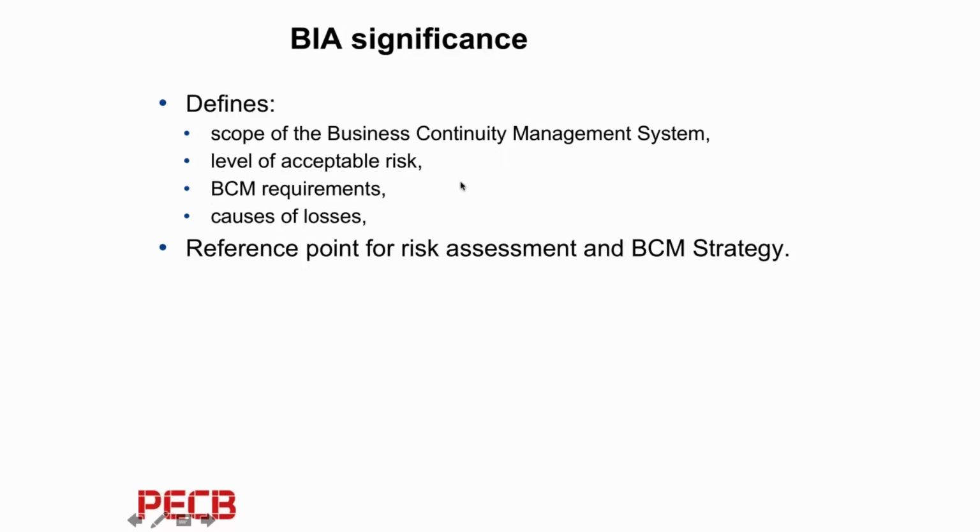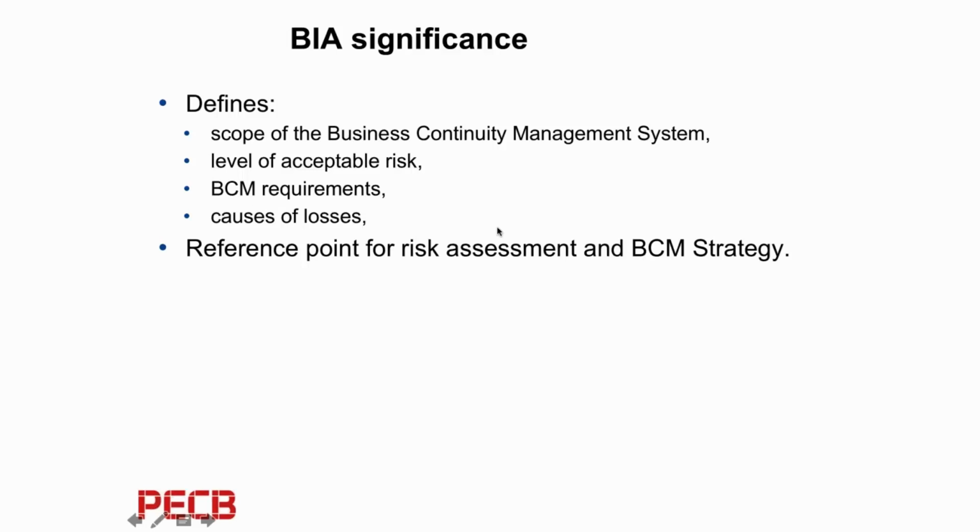BIA also defines, of course, business continuity management requirements. So if your customer asks you what level of protection you offer them, if you have these business continuity management requirements, you know what to tell them. You know what is the maximum period of disruption. You can tell them what your RTO is. You can say what is the minimum level of the product or service that they can count on.